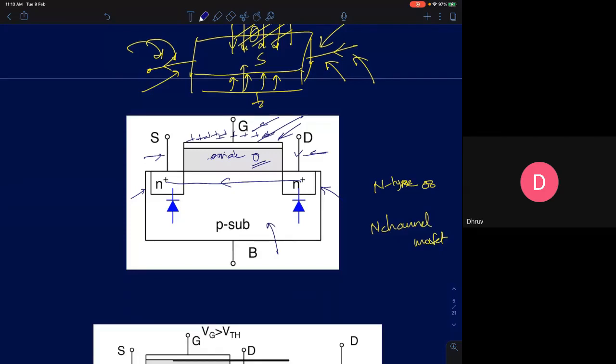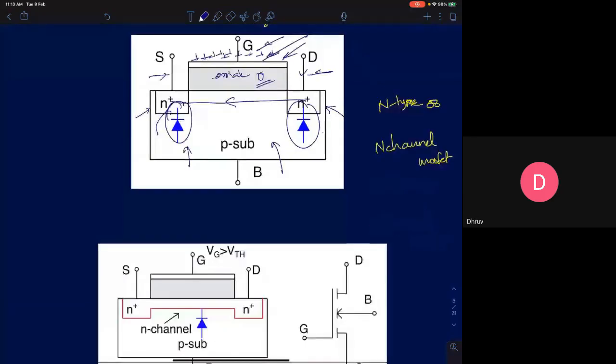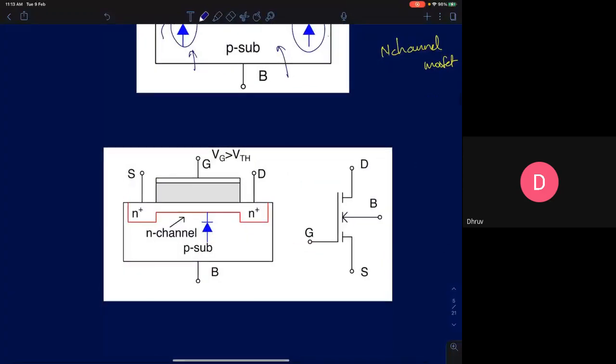Now also remember, because this is an N plus region and this is a P substrate, there is a parasitic diode which is automatically formed. By its construction itself, you have two diode structures formed automatically. Okay, so now I'll first discuss the symbols that you'll be using for MOSFET.